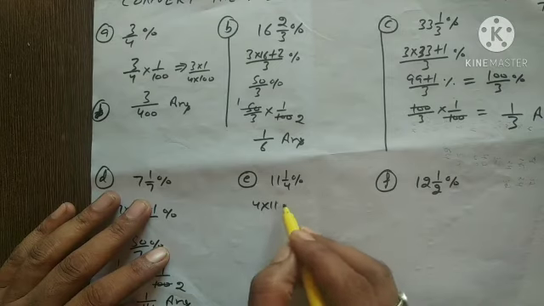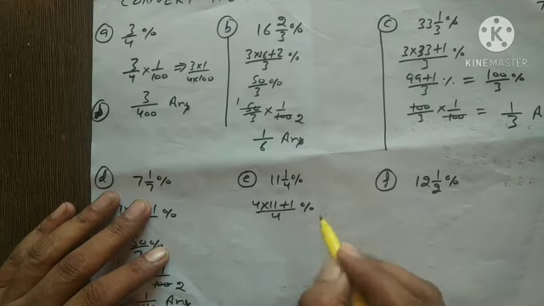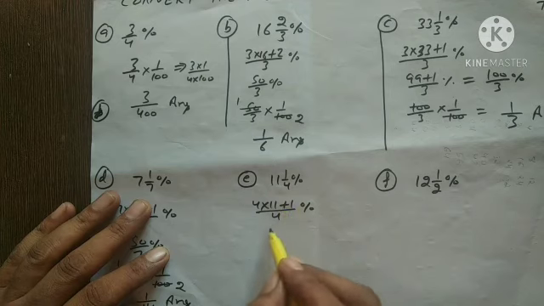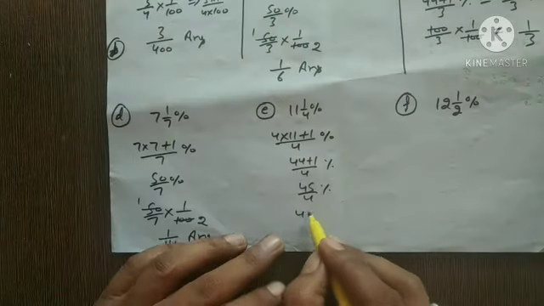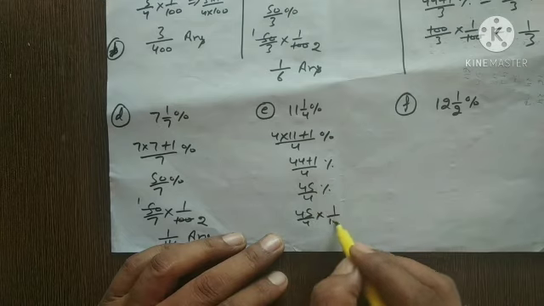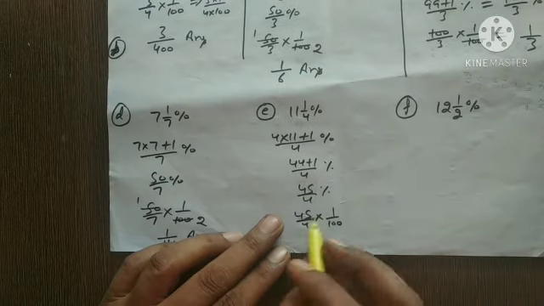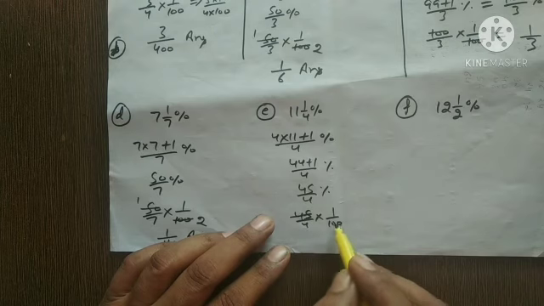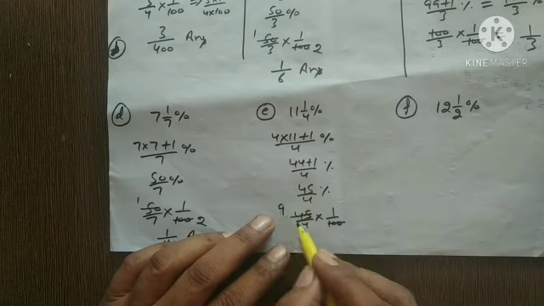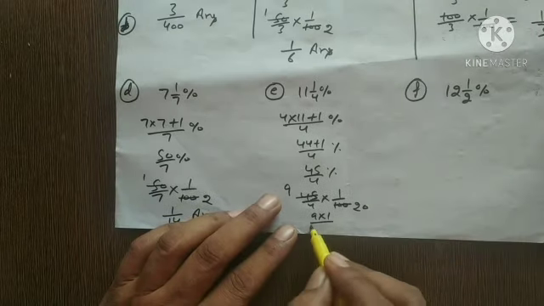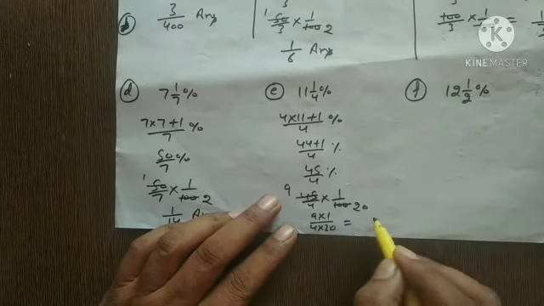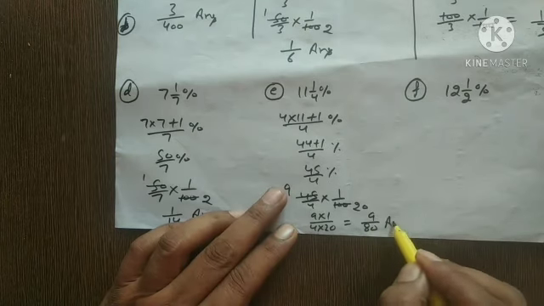11 multiply 4 plus 1 over 4%. Now 44 plus 1, 45. 45 over 4%. Now what is the meaning of percent? 1 over 100. Okay, now we can cancel 45 and 100 at the table of 5. 5 9s are 45 and 5 20s are 100. So 9 multiply 1 and 4 multiply 20. So the answer is 9 over 80. This is the answer.